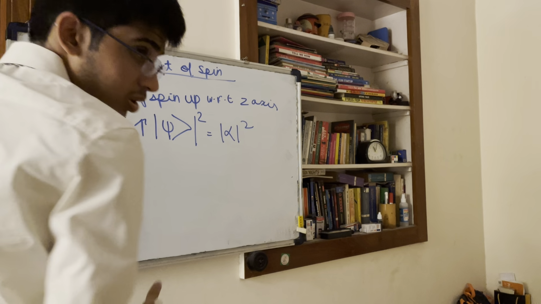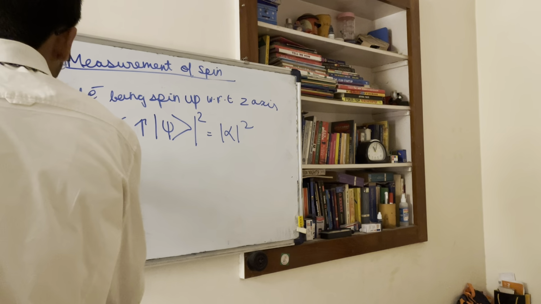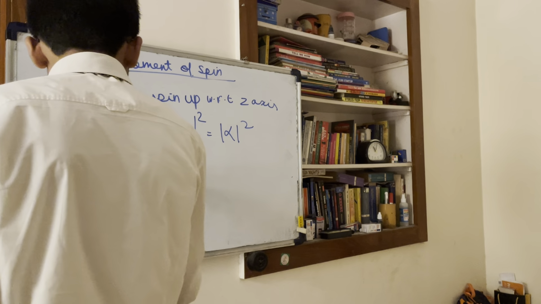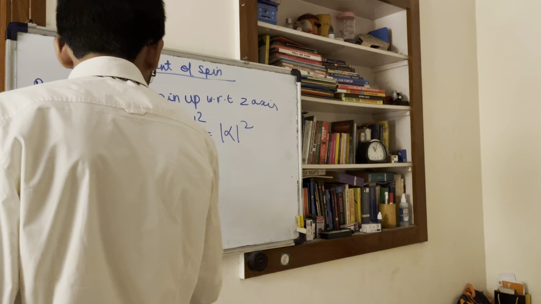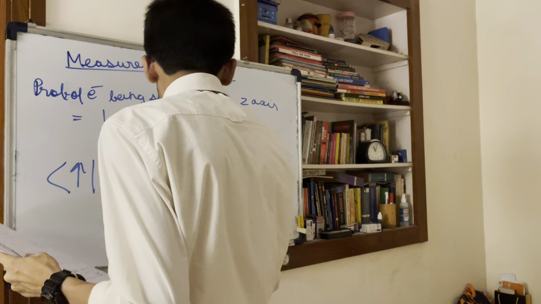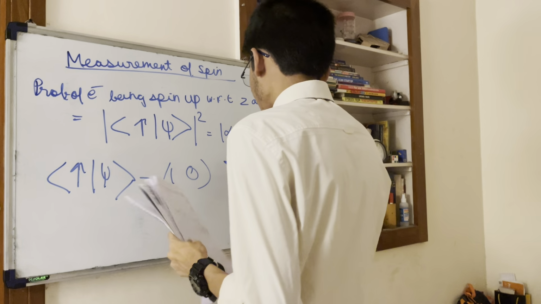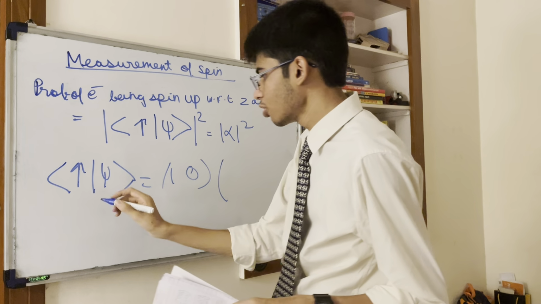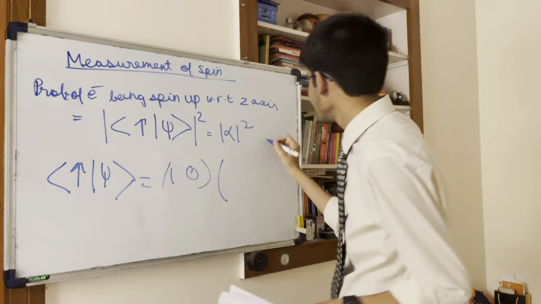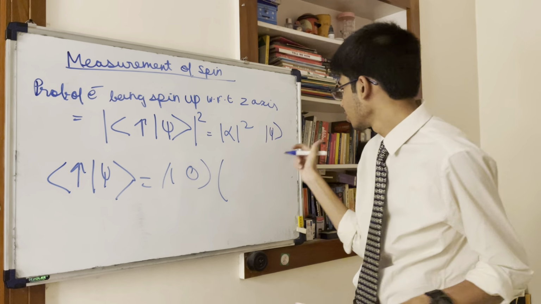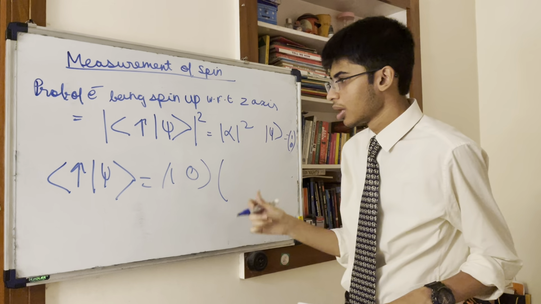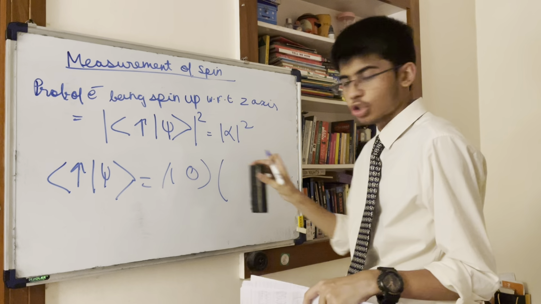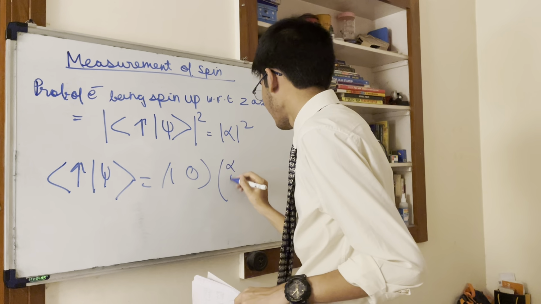How did I get this notation? Well, there's a very simple logic. If I take the spin up, I get 1, 0. I'm writing this as a dual vector. We know that spin up as a ket is 1, 0. Right now I'm writing on the left side, so I'm writing the bra part, as a row. Now we know psi is alpha, beta.